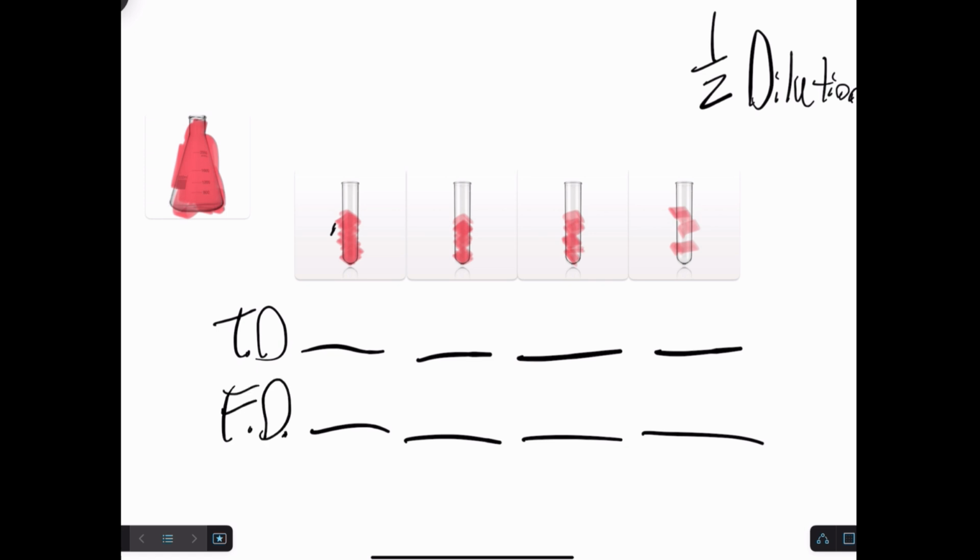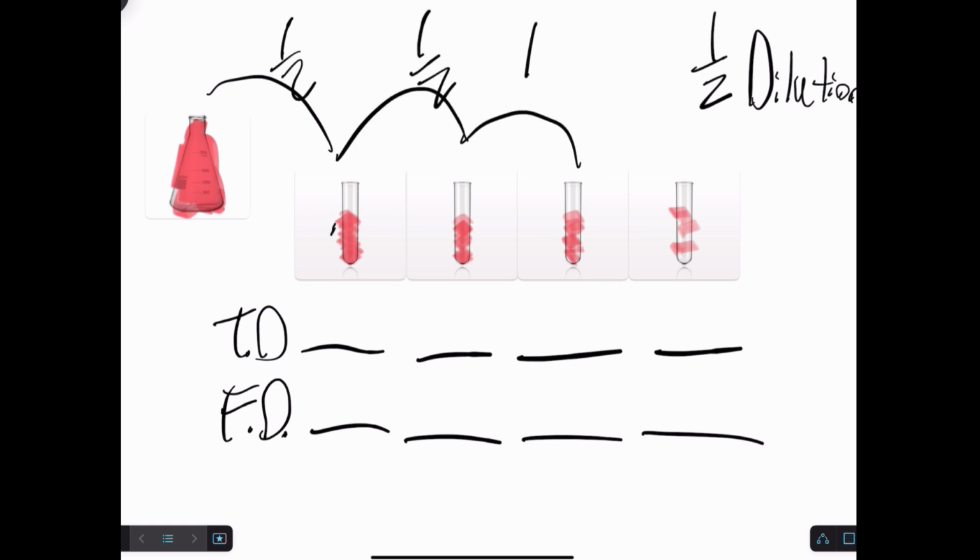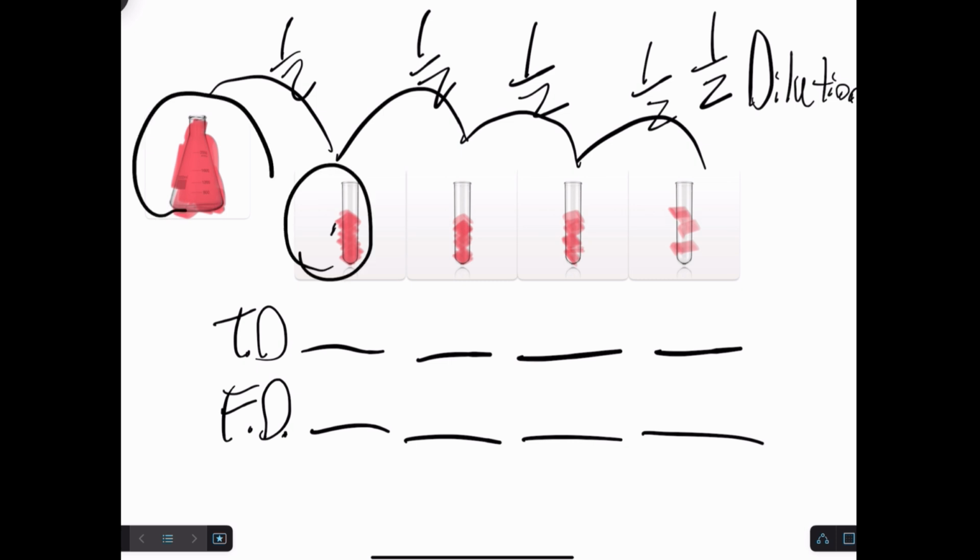So what we want to do with each of these is take half of this, half of that, half of this, and then half of each, and so forth. So for our total dilution, what is our dilution factor? It's just 1/2 for all of these. It's whatever your dilution factor is. If we did 100 of these, our total dilution would still be 1/2. Our final dilution is different though.